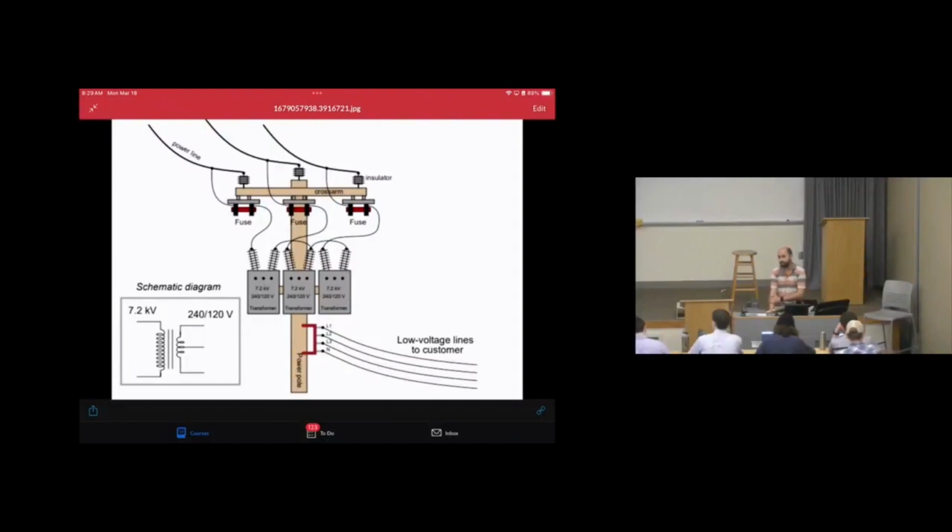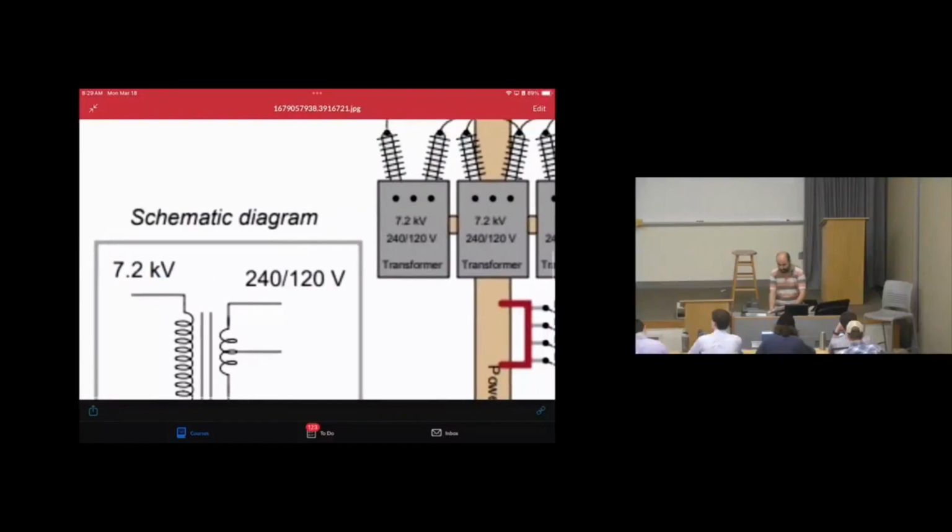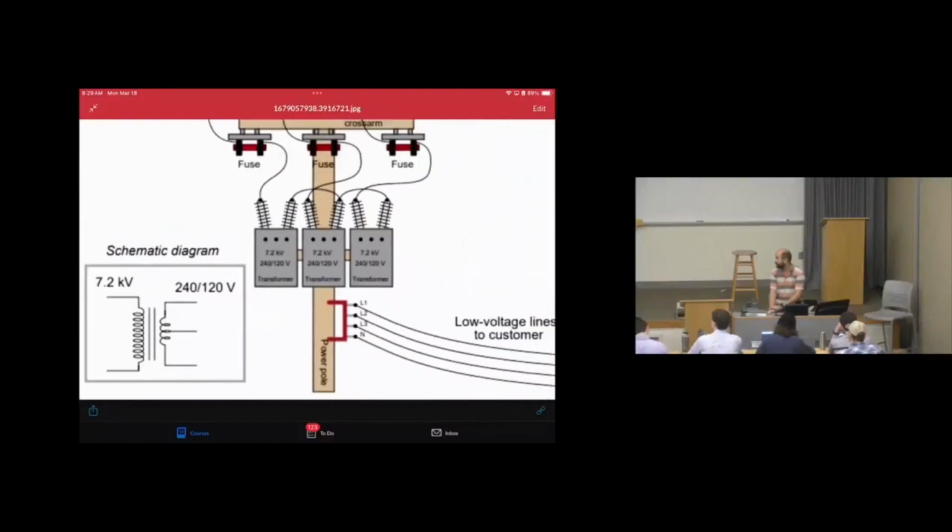We have 3 phases from the utility. Then it will be connected to the transformer. We have 3 transformers, 1, 2, 3. Each transformer will be for each phase, from 7.2 to 240 or 120. Then 240 or 120 will go to your home. So what's connected to your home is one of these transformers.